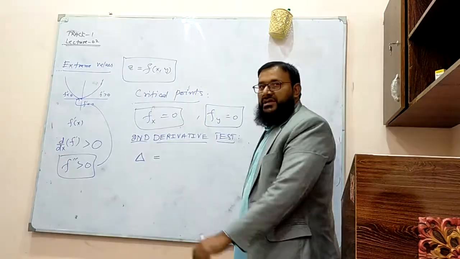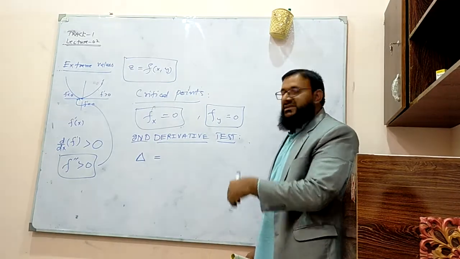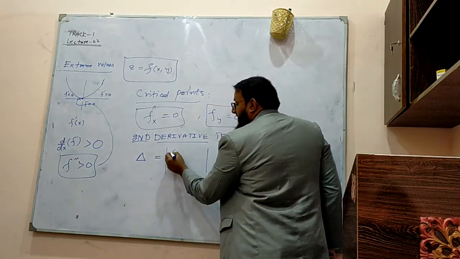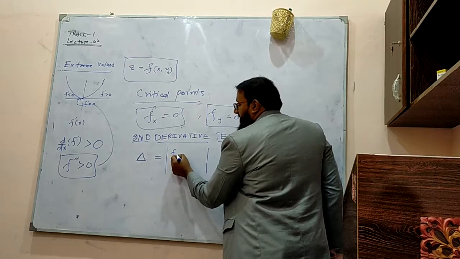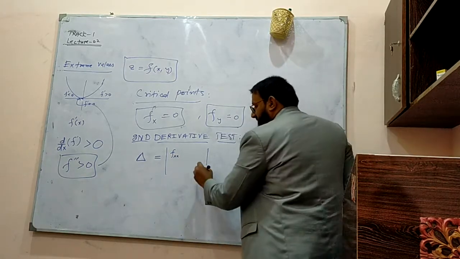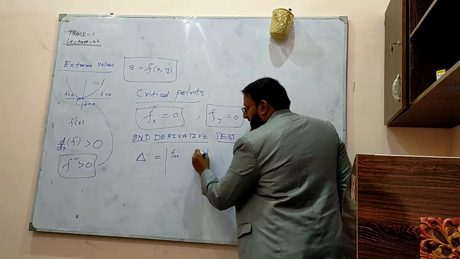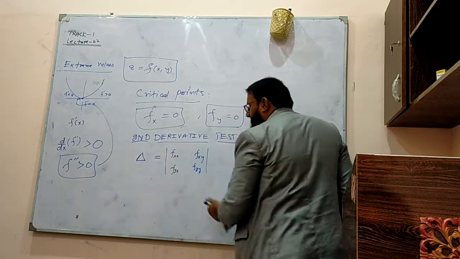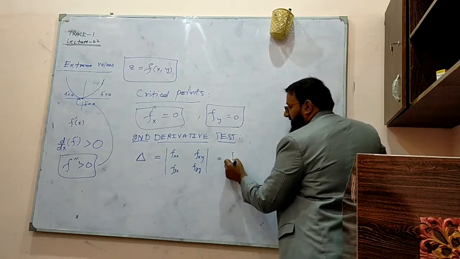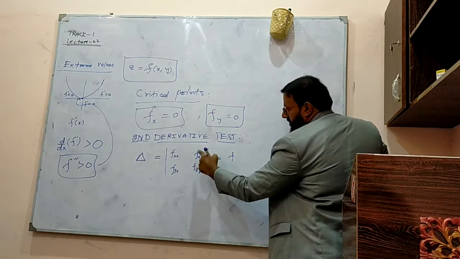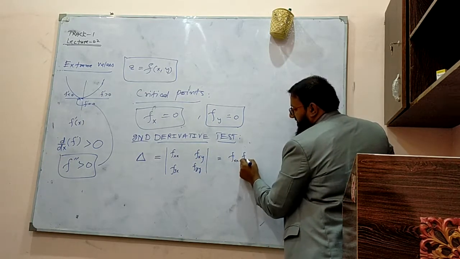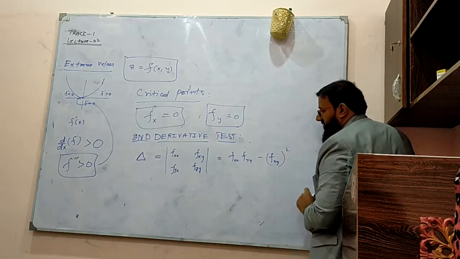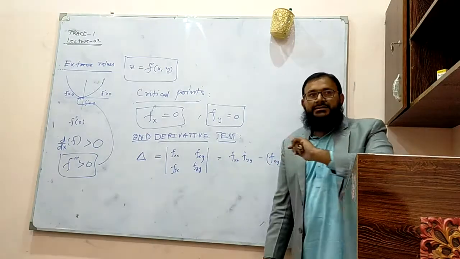I'm going to shorten the notation so that it would be easy for us to remember. And what is this del? This is just the determinant of the second partials of f: f_xx, f_xy, f_yx, f_yy. This determinant would be f_xx f_yy minus f_xy squared. Okay, this is what we call del.